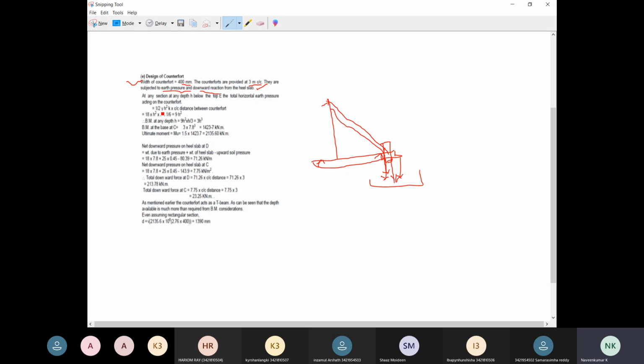So design is based upon what? For all structural elements, in most of the cases, the bending moment is calculated, and based upon the bending moment, reinforcement calculations are done. Likewise there is an expression here to calculate the ultimate bending moment which is acting on the counterfort.